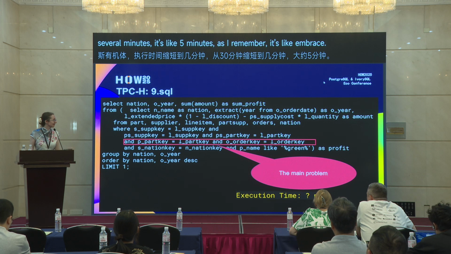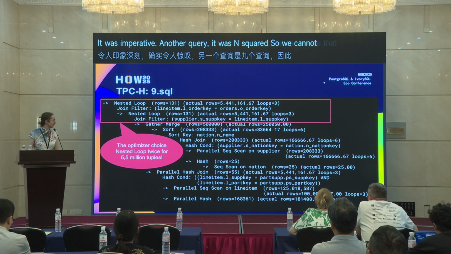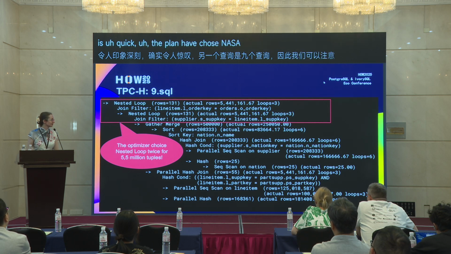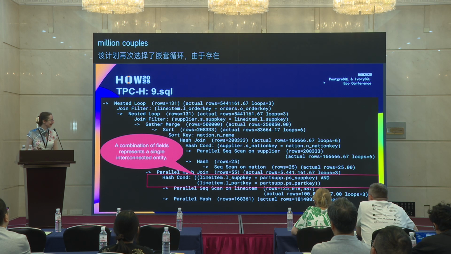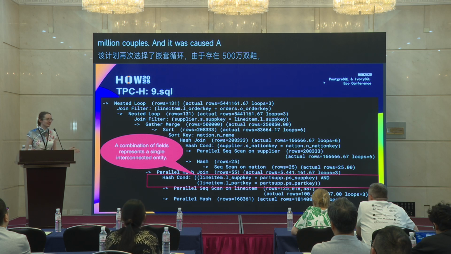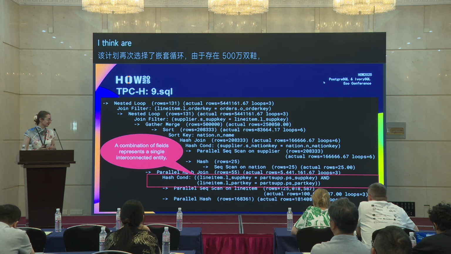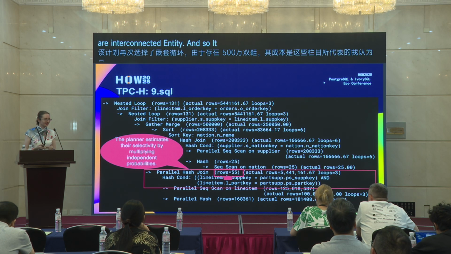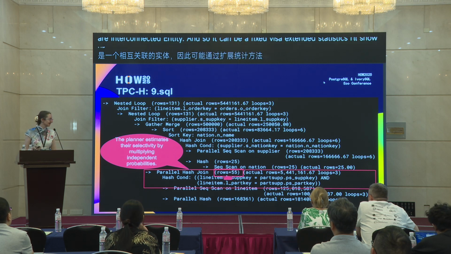And another query, it was the 9th query. So you can notice that the planner chose nested loop again because of underestimation. So nested loop tried to process 5 million tuples. And it was caused by the fact that these columns represent a single interconnected entity, and so it can be fixed with extended statistics. I'll show you later.